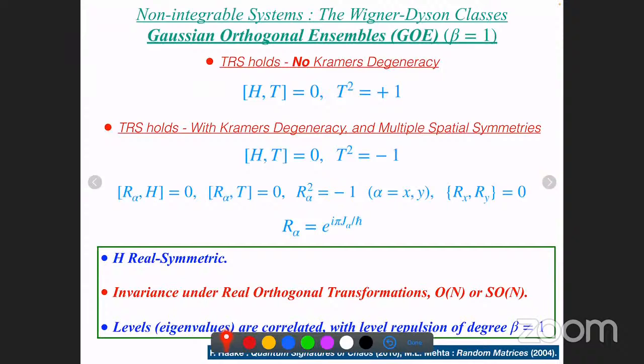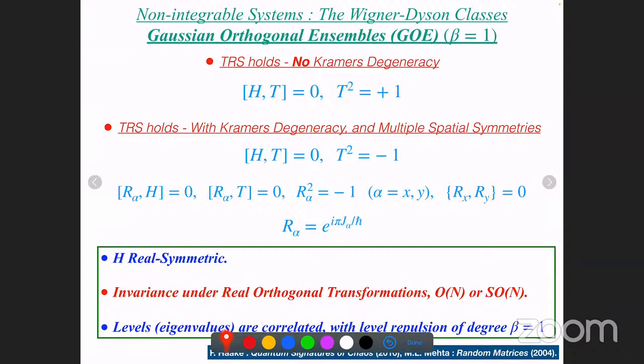The first one is the Gaussian orthogonal ensemble. If you consider a Hamiltonian which is invariant under time reversal symmetry, with T squared equal to +1, so that there is no Kramers degeneracy, this is one of the situations in which such an ensemble will hold. The other could be a time reversal symmetric Hamiltonian with Kramers degeneracy, when T squared is -1, in the presence of at least two more spatial symmetries. These spatial symmetries commute with the time reversal operator and square to -1.